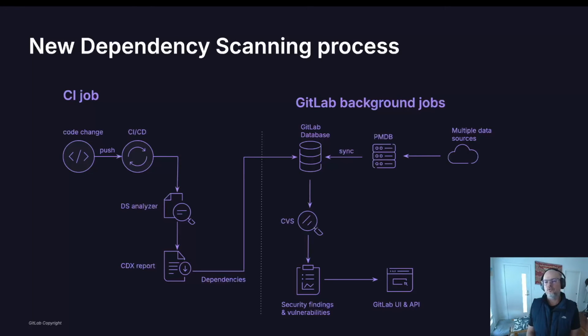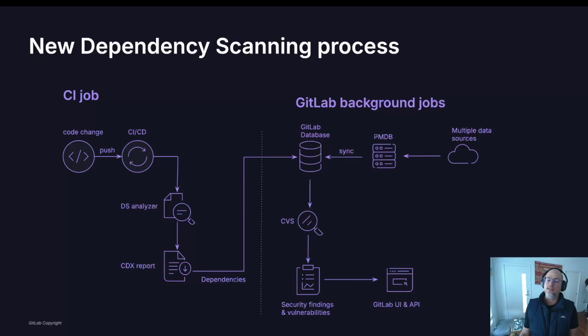Let's look at how the improved dependency scanning feature works with CVS. There are two parts to the process: tasks that happen in the GitLab runner as a CI job, and tasks that happen in GitLab as Sidekiq background jobs. Starting on the left, we have a project that just received a code change. This triggers a CI pipeline, which runs a build for the project as configured by the user. This build isn't always required, for example, when the project has the required lock files committed to the repository.